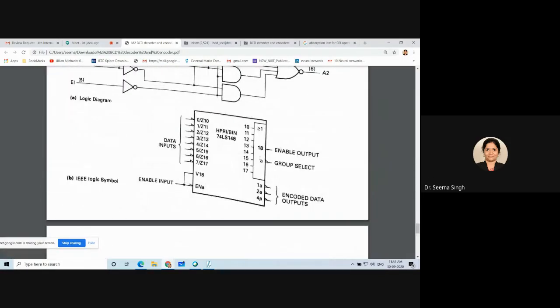See, this is your IC diagram of the 8:3 encoder. So these are your 8 active low inputs, and this is your 3 active low outputs. This is your enable input, which is active low here. You can see here, enable input, and this is your enable output, which is active high. You can see that there is no triangle made here. Enable output is active high, and group select is active low. As soon as any one of the data inputs becomes active, this group select goes to 0.